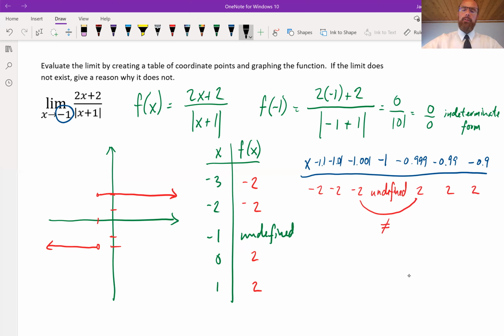So let's write that carefully. Limit as x approaches -1. And what we're claiming for this, and really for all limit problems, is that it's the limit as x gets close to -1 from the left and from the right. It's a two-sided limit of the function 2x plus 2 over absolute value of x plus 1 does not exist.